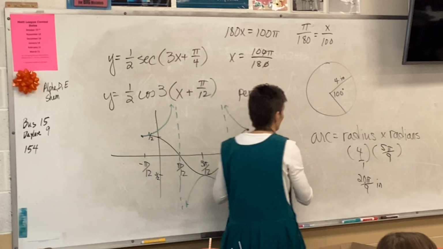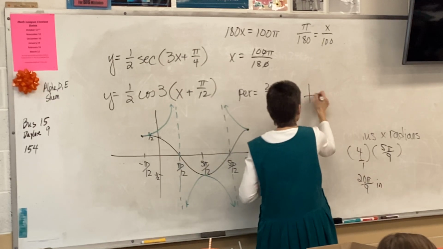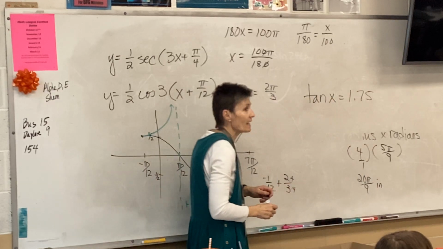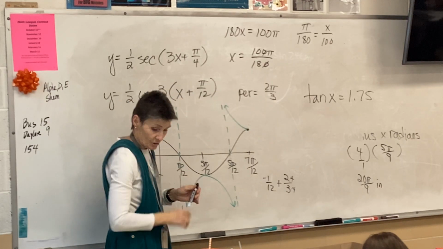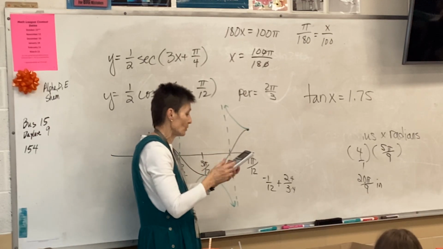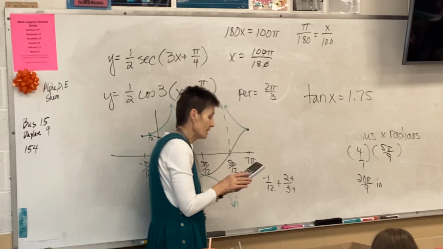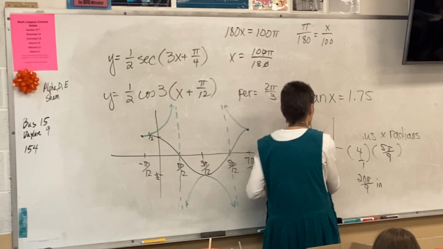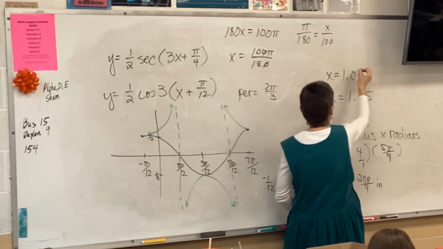Like, tangent of x equals 1.75. That would have to be a calculator problem. That says find the angle whose tangent is 1.75. I guess I'll do it in radians. I don't know how I'm supposed to do it, so I'll do it in radians. So inverse tangent of 1.75 is 1.05. So the angle is 1.05. So one of my answers is 1.05.